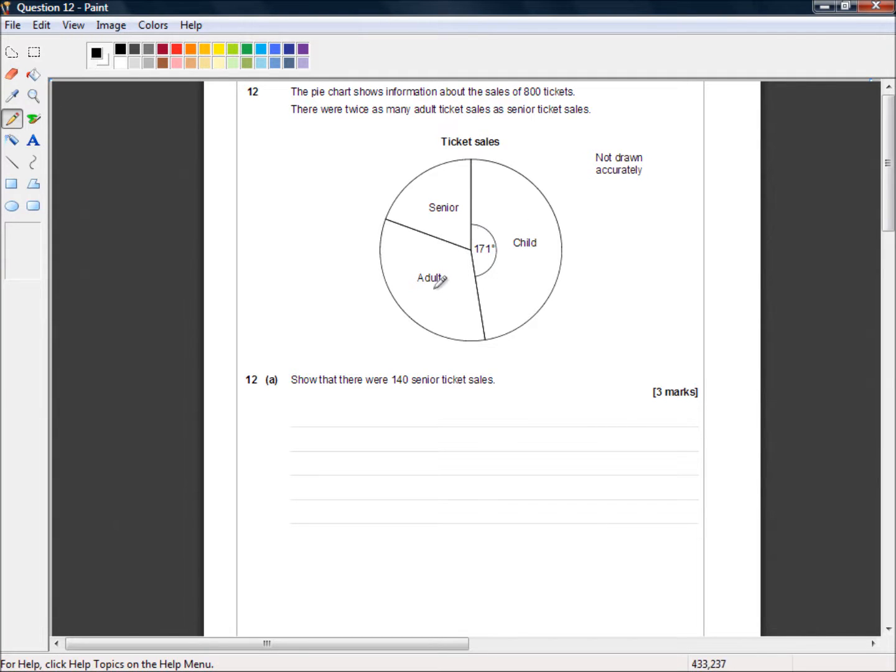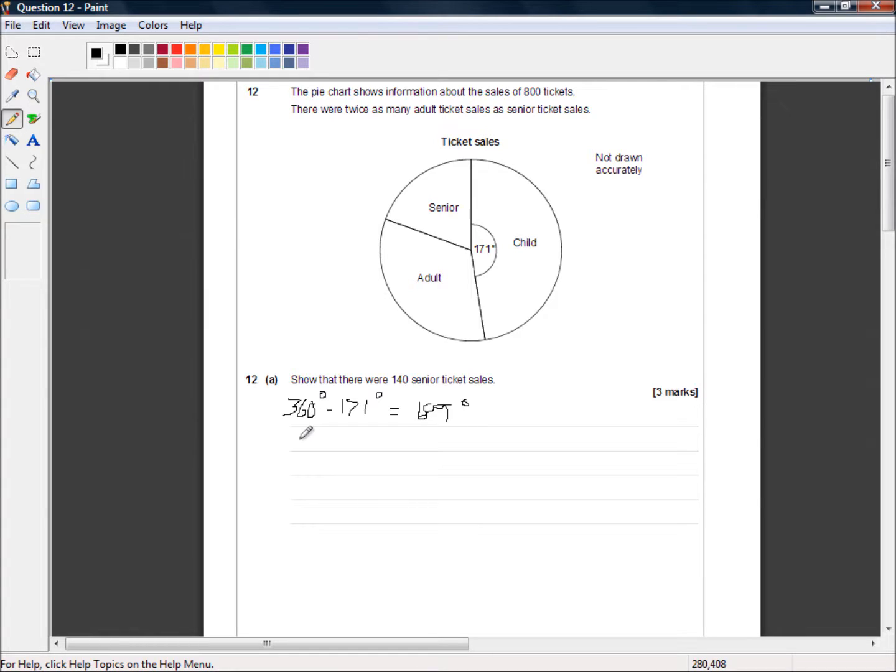So the way I would do it is to say there's 360 degrees in a circle minus the 171 degrees that we know is for the children, and that comes to 189 degrees. Okay, if that's not obvious, adding 9 degrees to 171 degrees will make 180 degrees, and 180 degrees is half a circle, so 180 plus 9 is 189. You can use a calculator, of course, if you can't do that in your head.